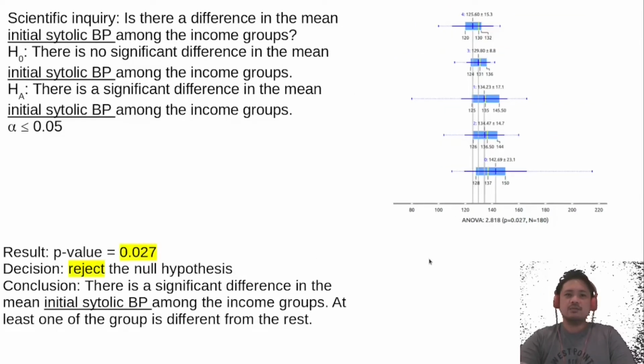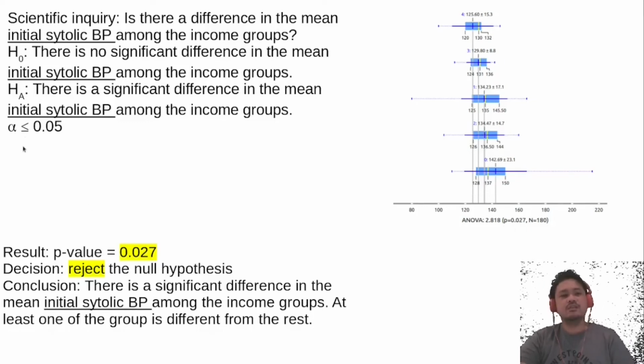Now we go to the initial systolic blood pressure. Eyeballing, you can see that the gray lines are very near each other, but this group 0 has the highest average among them and is quite far from the rest. Group 0 has an average of 142 millimeters mercury, while the second highest has an average of only 134. The p-value that we got is 0.027, which is smaller than alpha. We will reject our null hypothesis. We can conclude that there is a significant difference in the mean initial systolic blood pressure among the income groups.